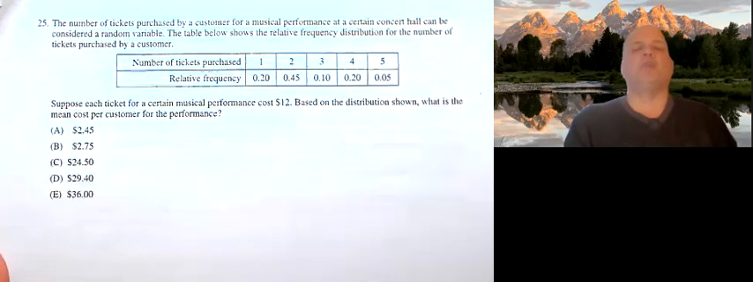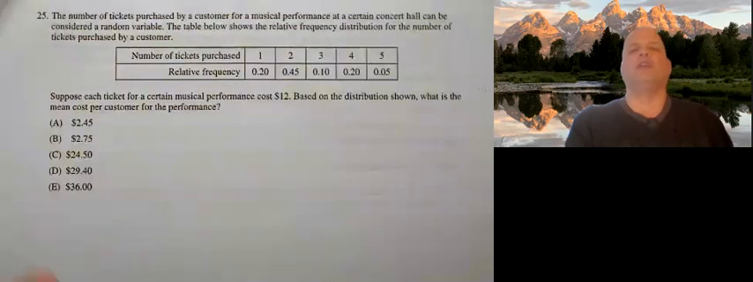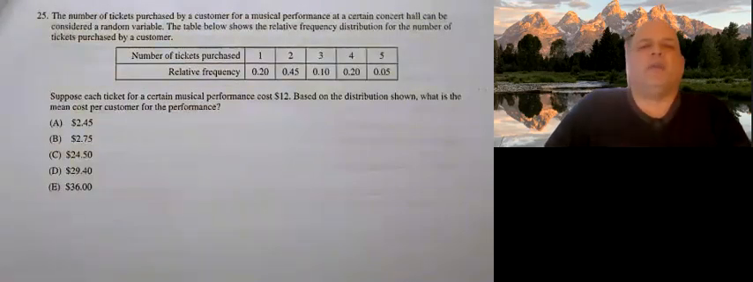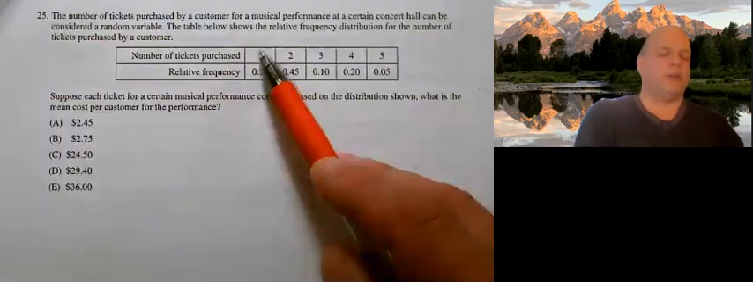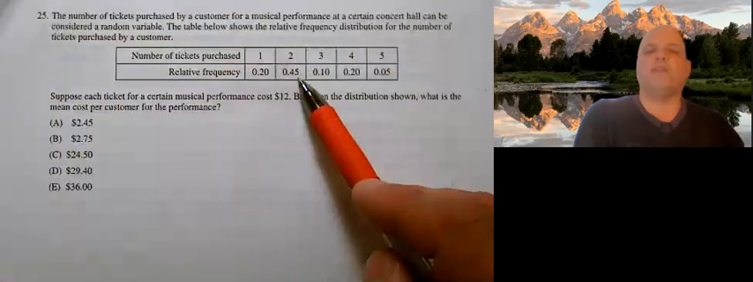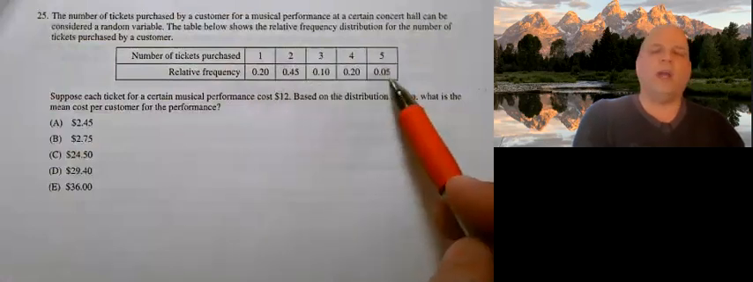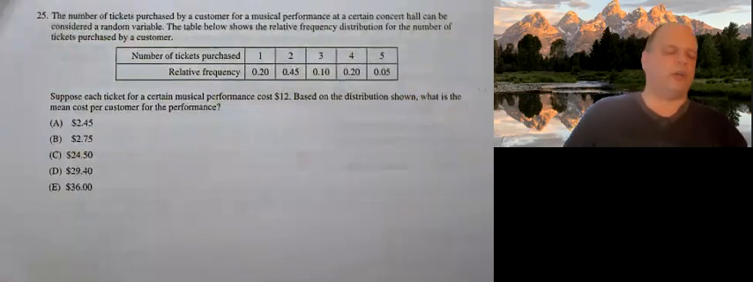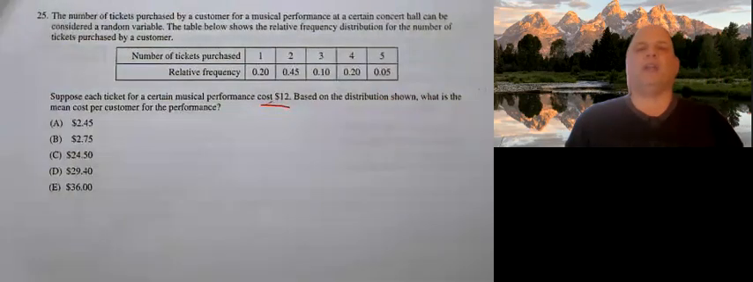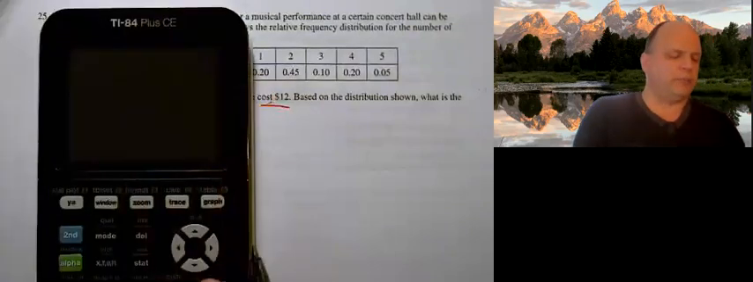All right, number 25. The number of tickets purchased by a customer for a musical performance at a certain concert hall can be considered a random variable. The table below shows the relative frequency distribution for the number of tickets purchased by a customer. So a single customer, there's a 20% chance they'll purchase one, 45% chance they'll purchase two, all the way up to a 5% chance that they'll purchase five. Suppose each ticket for a certain musical costs $12. Based on the distribution, what's the mean cost per customer for the performance?